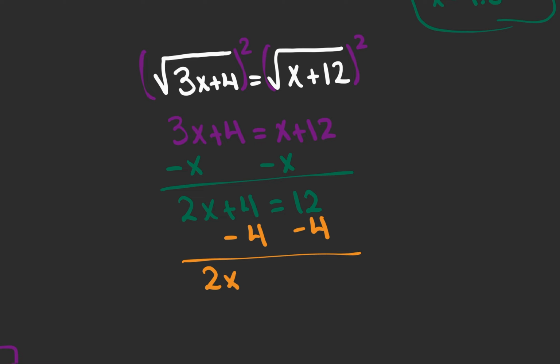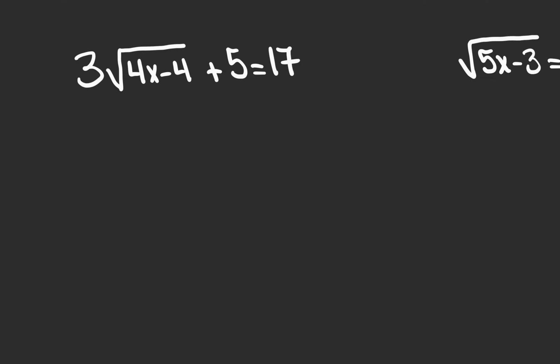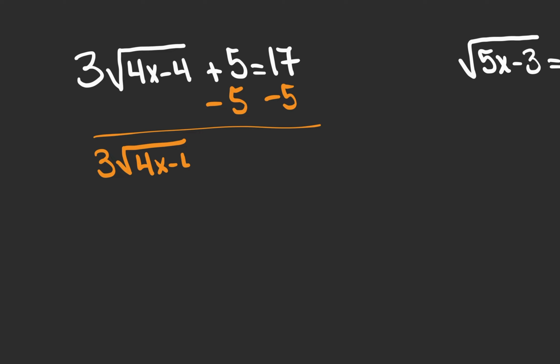This will now leave me with 2x is equal to positive 8. And finally, I divide both sides by 2. This will leave me with x is equal to 4 as my final solution. For the next question, we have 3 times the square root of 4x minus 4 plus 5 equals 17. My first step is to subtract 5 on both sides. So we have 3 times the square root of 4x minus 4 is equal to 12.